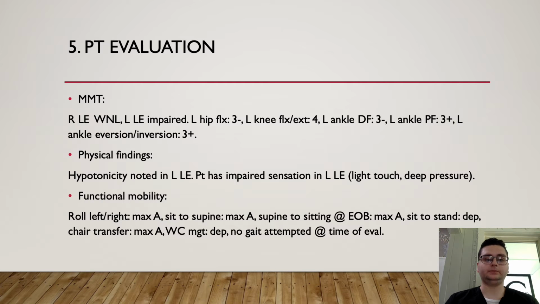So functional mobility. The patient at time of evaluation was max assist to roll left and right, as well as max assist for sit to supine, supine to sitting at edge of bed was all max assist. They were also dependent in their sit to stand. They were max assist with their chair transfers. They were dependent with their wheelchair management, so they were not really doing all that great. And at the time of eval, they did not attempt any gait due to the balance disturbances. So a lot of room to improve.